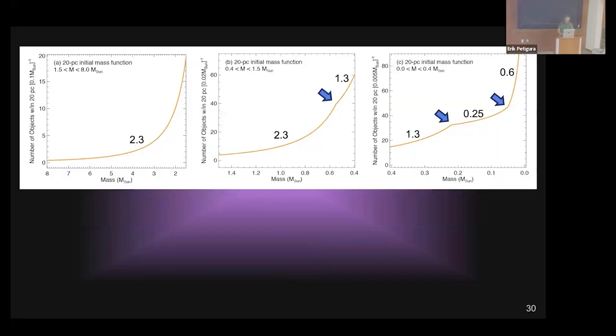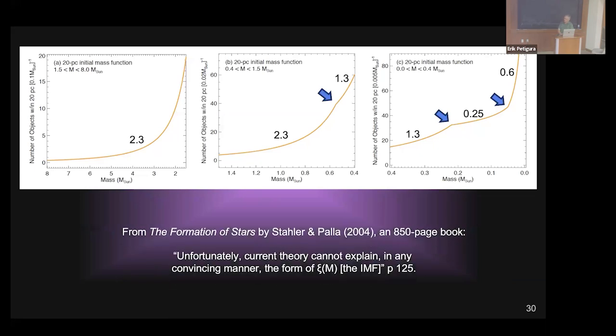So, okay, here again is the IMF as we found it from the 20 parsec sample. And I decided, we've known about this kink in the IMF around 0.5 solar masses for quite a number of years. So let's see what various review papers have said about that. I went to this 850-page book by Stahler and Palla from 2004 called The Formation of Stars.